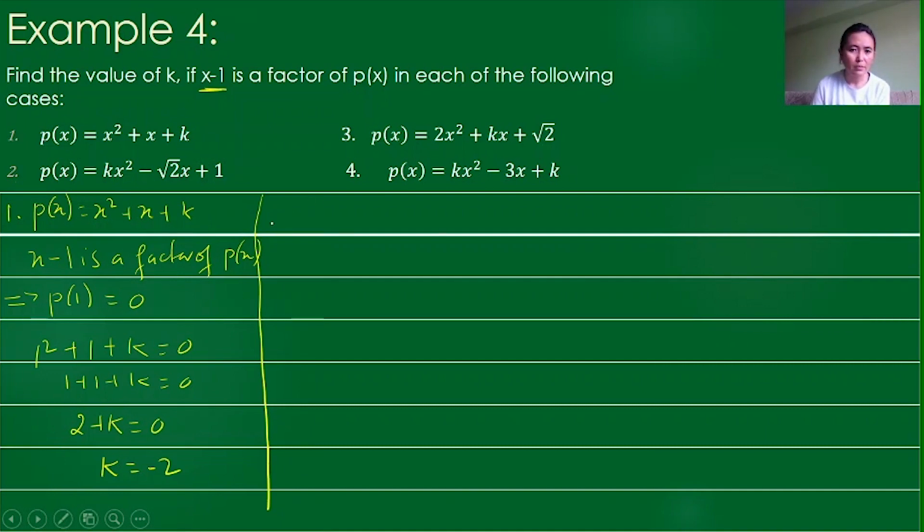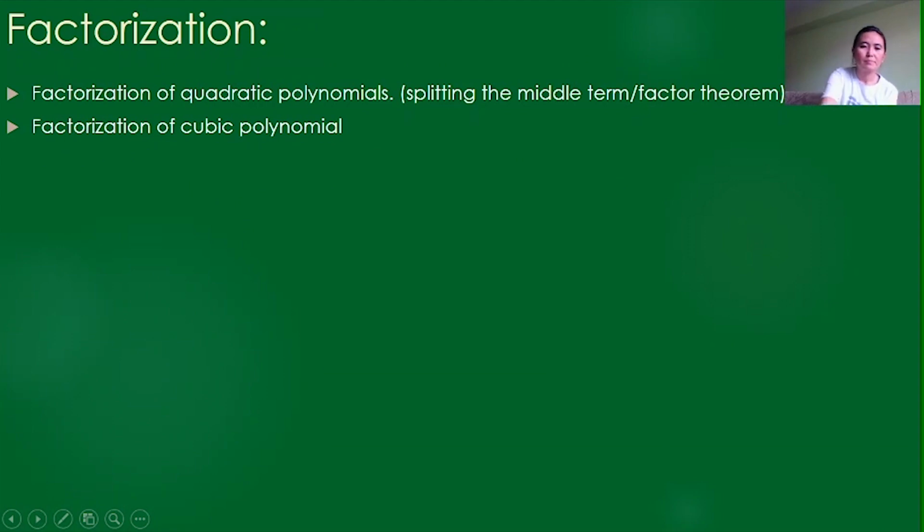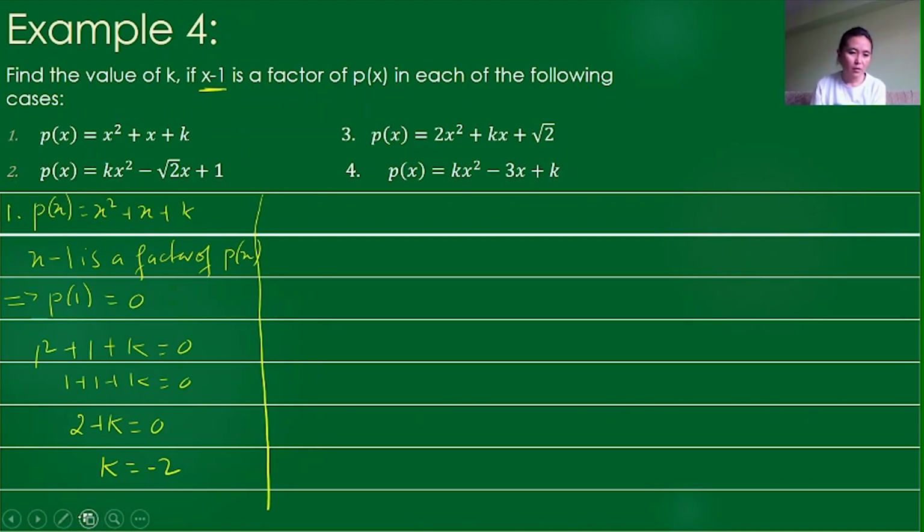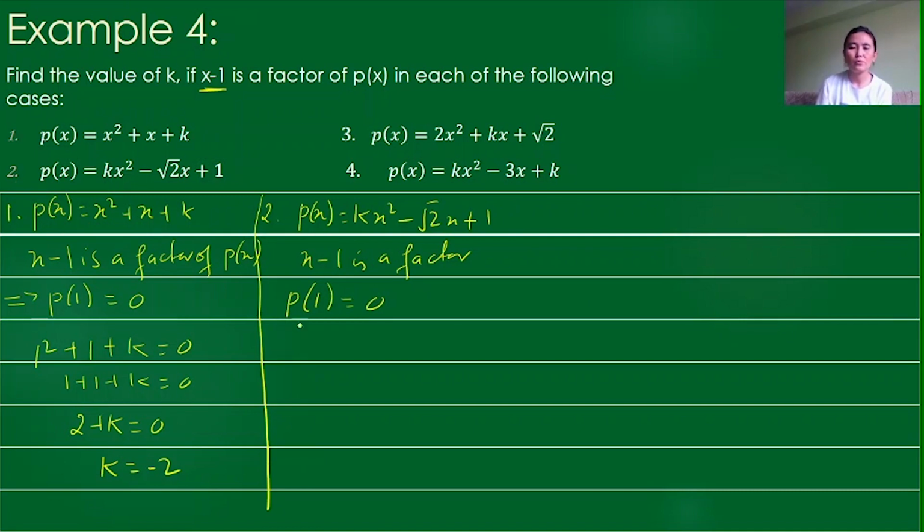Okay, now the second one, question number 2, that is p(x) is equal to kx^2 - square root of 2 x + 1. And again here x - 1 is a factor, that is already mentioned in the question. Therefore, you'll find p(1) equals 0. Since it is a factor, therefore the remainder is equal to 0.